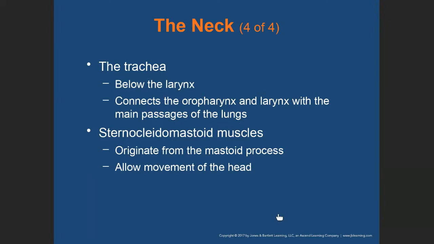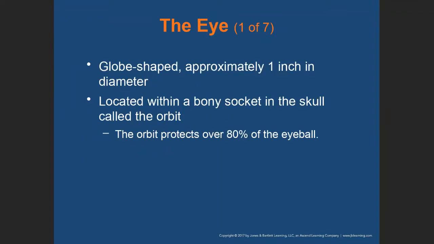The trachea below the larynx connects the oropharynx and the larynx with the main passages of the lungs. The sternocleidomastoid muscles originate from the mastoid process and allow movement of the head. Now the eye. The eye is globe-shaped, approximately 1 inch in diameter, and it is located within a bony socket in the skull called the orbit. The majority of the eye, 80%, is protected by the orbit.